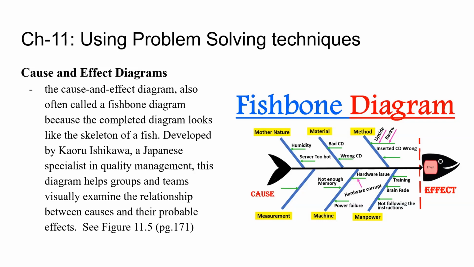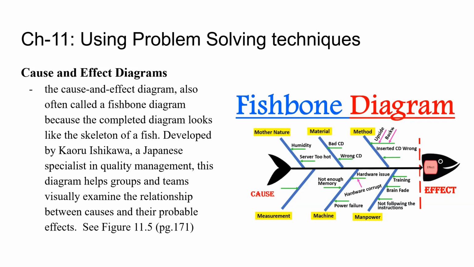All right, cause and effect diagram. The cause and effect diagram, also called the fishbone diagram because it looks like the skeleton of a fish, was developed by a Japanese guy, Kaoru Ishikawa, who was a specialist in quality management. This allows you to see cause and effect and relationship. So here we go, on page 171 and figure 11.5, but here's my own diagram in this Google slideshow.